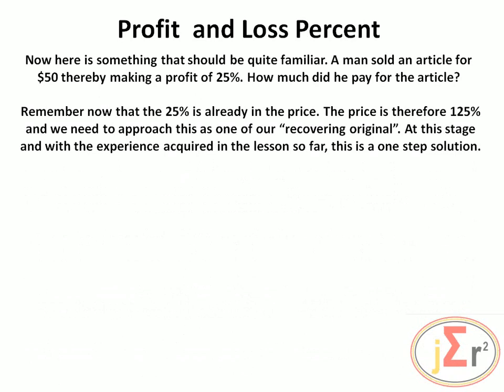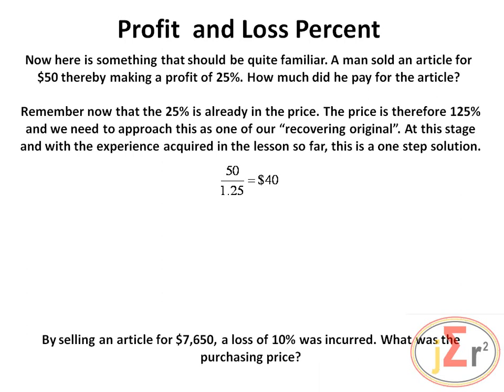At this stage, and with the experience acquired in the lesson so far, this is a one-step problem. So we know that we have 125%. We know that it's over 100, which makes it 1.25. And if we are recovering the original, we need to divide by 1.25. So we have 50 over 1.25, and that is equal to $40.